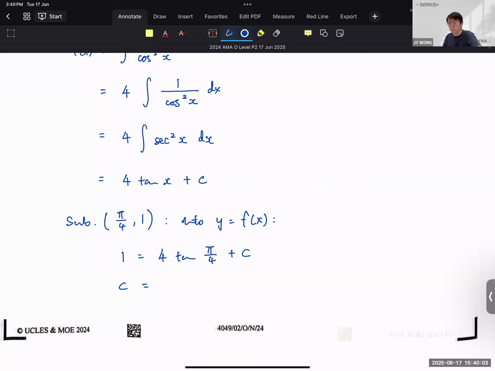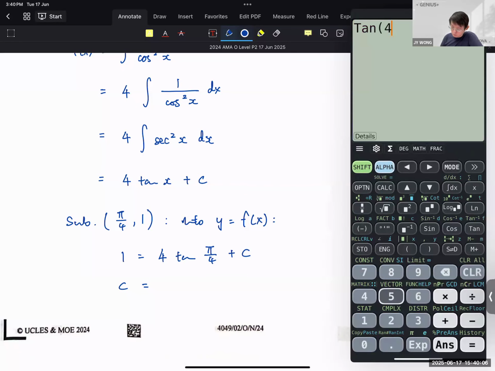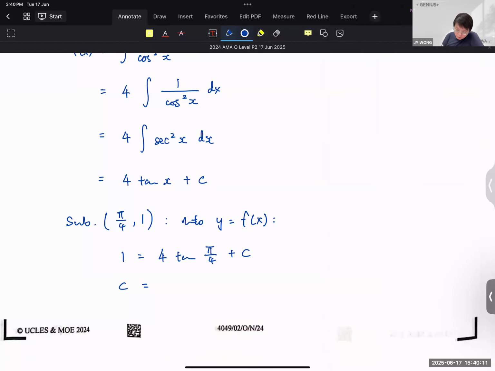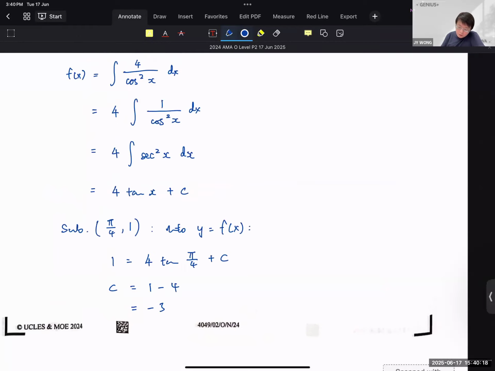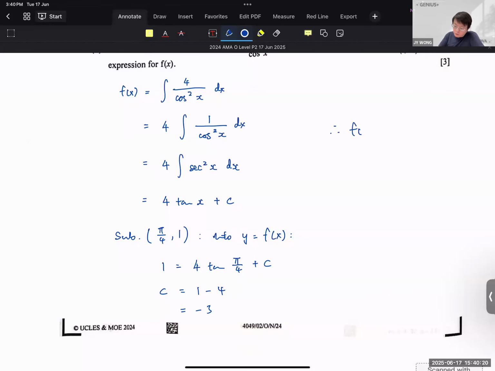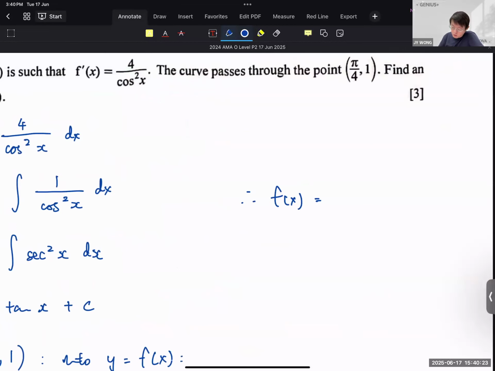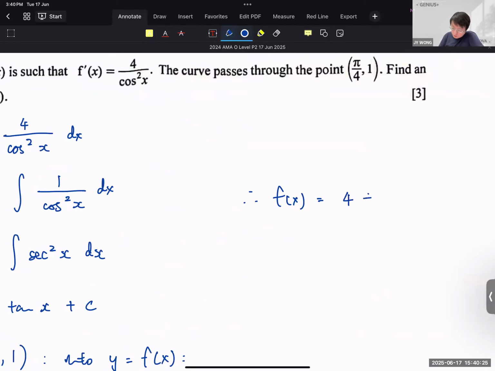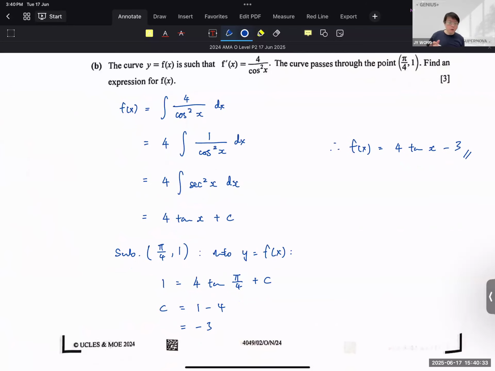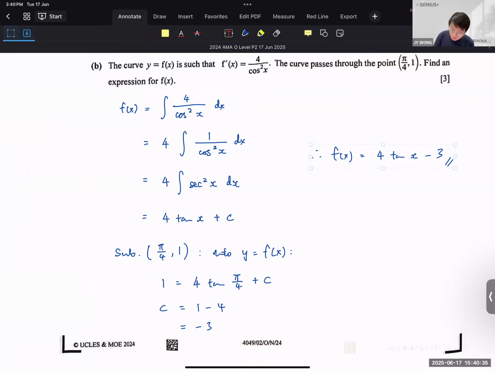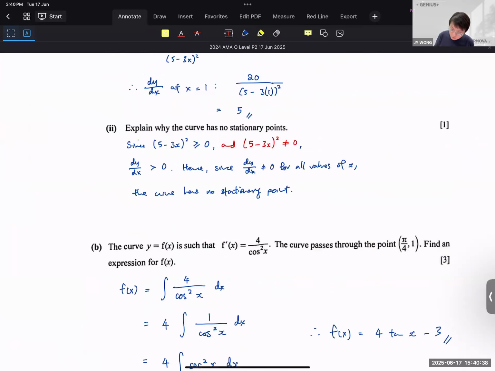What is tangent 45 degrees? Tangent 45 is 1. Right? And therefore, c is just 1 minus 4, which will give me negative 3. And therefore, f(x) is equal to 4 tangent x minus 3. Okay? Again, 3 marks. 3, 6 marks here. 7 marks actually.